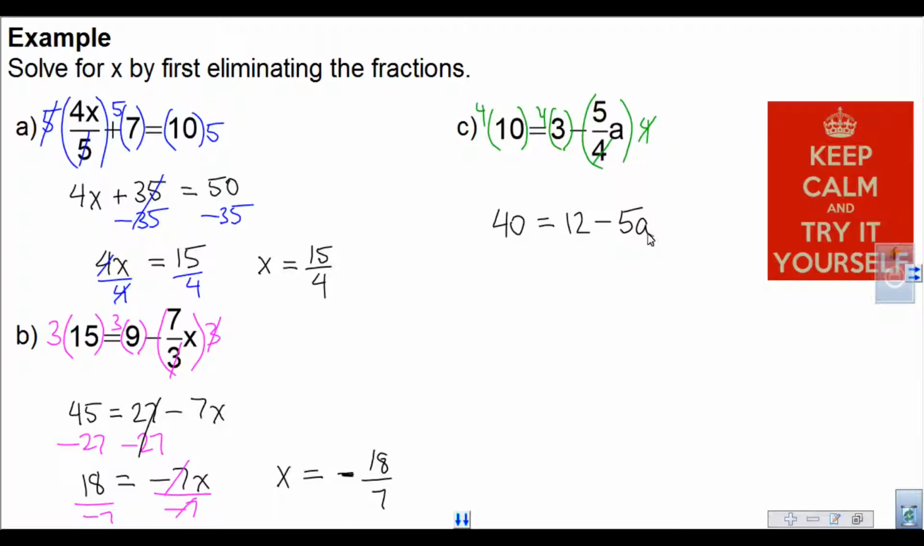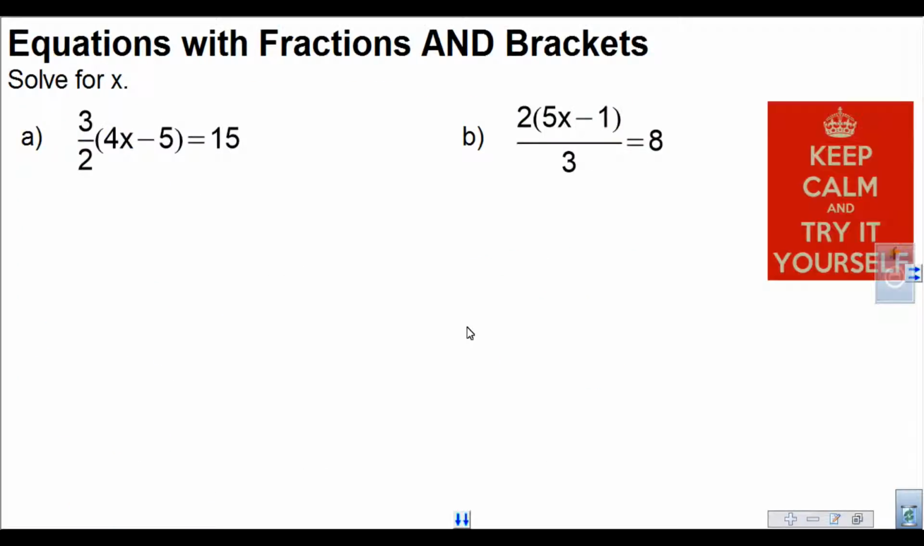Now I got to isolate the a, so I'm going to get rid of this 12 here first. I'm going to subtract 12 on both sides. So 40 minus 12 is 28 is equal to, remember that's gone, so I'm left with minus 5a. Now we're going to isolate a. We're going to divide by -5. So those -5s will divide out. So the final answer here, we'll say it's -28 over 5 is equal to a.